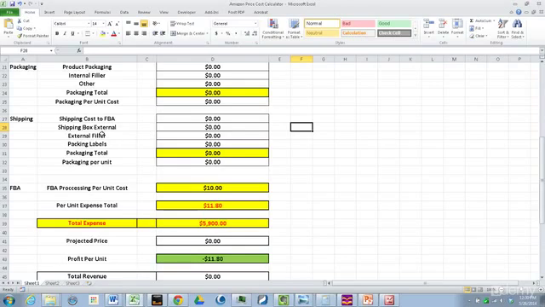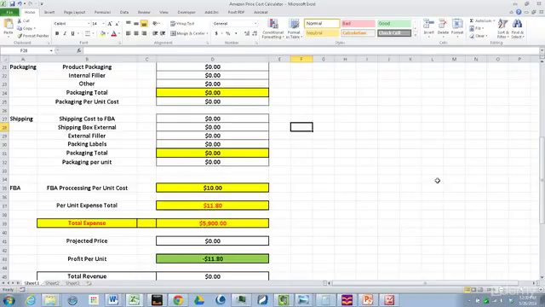So really, it's not going to cost me any shipping cost to have them send it to me and then me send it to Amazon, which would be a cost. I might do it in the beginning just to make sure that the quality is right. But after that, I'm going to have them send it directly to Amazon. And there's a way that you can do that.